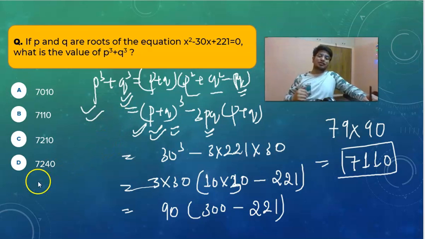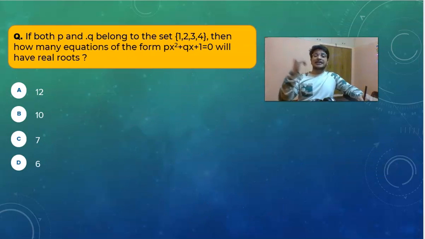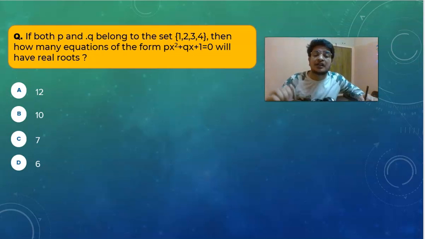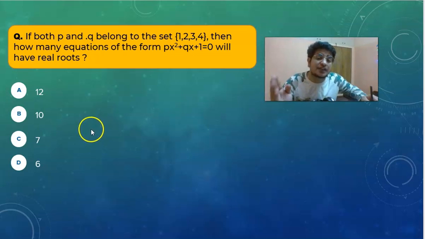Let's go with the second question that is more standard with this question. So the second question is: if P and Q belong to the set of 1, 2, 3, 4, so we have to choose P and Q from 1, 2, 3, 4. Now look, how many equations of the form Px square plus Qx plus 1 is equal to 0 will have real roots.